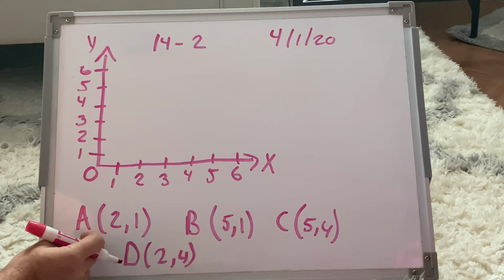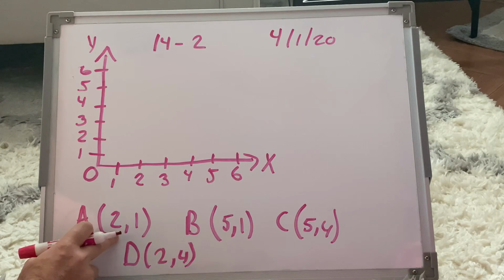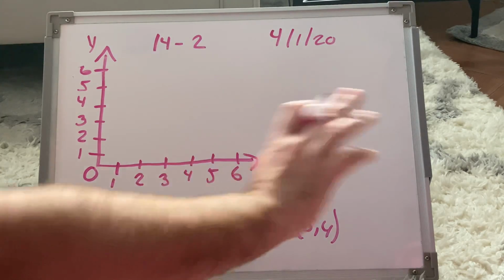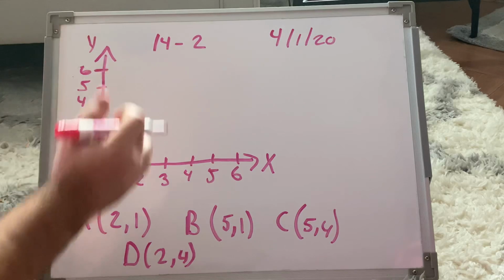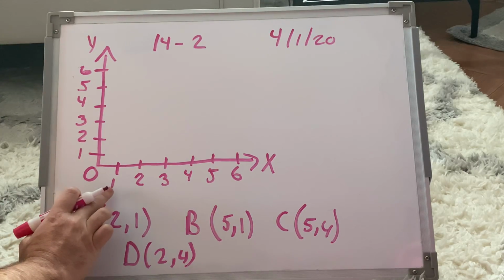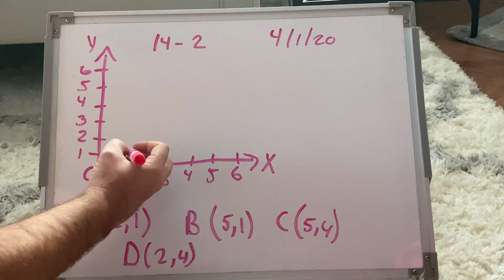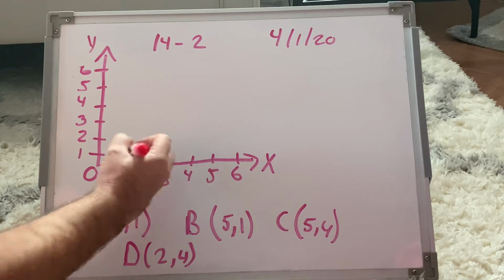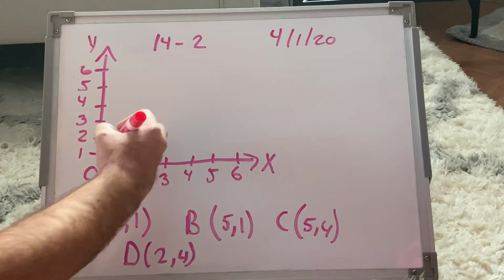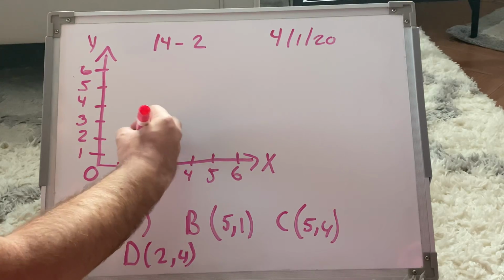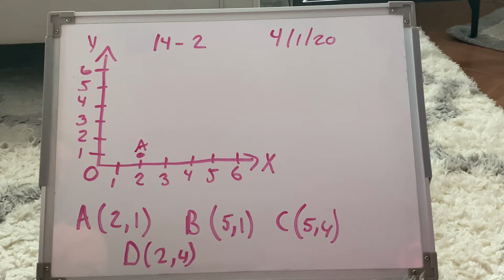So let's start with A. We see 2, 1. Now, if you remember back from yesterday, the first number that we see is always our X-axis. Remember, we have to run before we can jump. So we're gonna run 2 spots, 1, 2. We're gonna jump up 1, and we would plot that here. And since it has a letter associated with it, we're gonna put that letter on our graph, and we're gonna say that this is A.